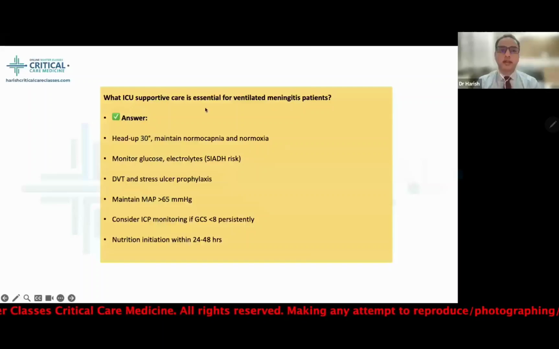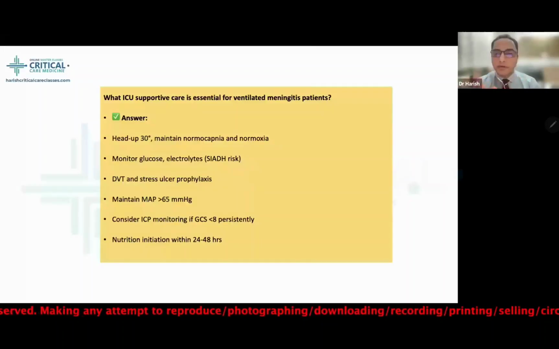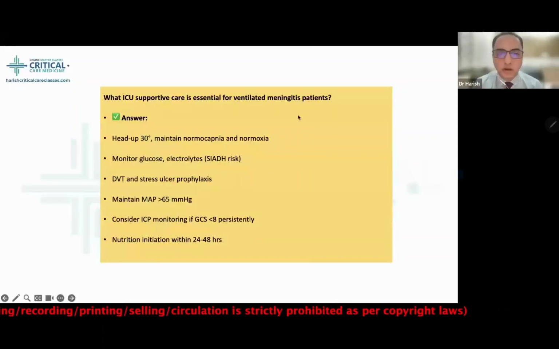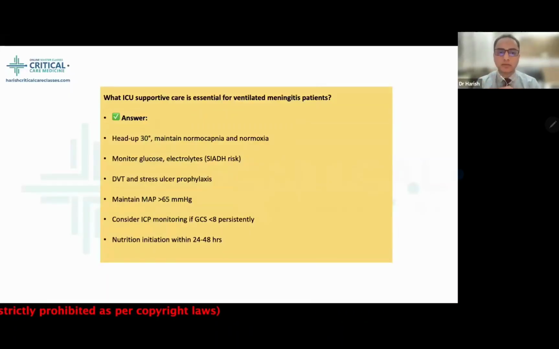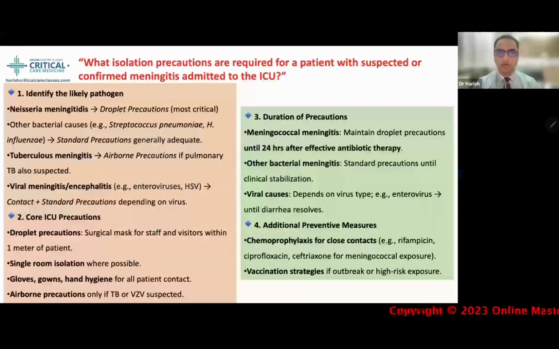Okay, so other ICU supportive care, what you need to see. This is one common question you can expect in any of your discussions. Head end elevation, maintain normocapnia, normoxia. Electrolyte balance, particularly they are more prone to hyponatremia secondary to SIADH. Glucose monitoring, DVT and stress ulcer prophylaxis, maintain adequately. Consider ICP monitoring as one of the modalities if GCS is persistently less than 8. And enteral nutrition as early as possible. These are all the other ICU care we need to do, like in any other ventilated meningitis patient also.